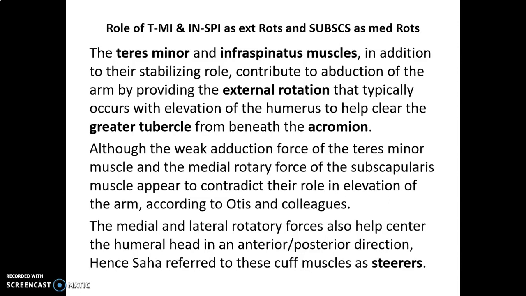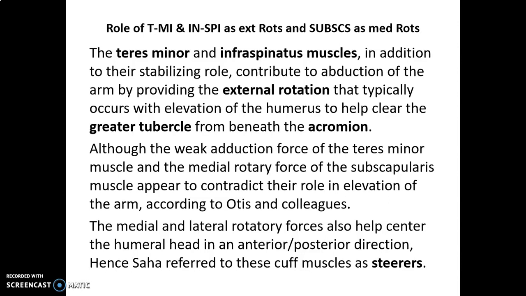But when the person does an abduction, that is, elevation of the humerus at 90 degrees, in that position what happens is that there is an external rotation created by the teres minor and infraspinatus muscle. This external rotation will move the greater tubercle away from the acromion process. So that also is very important.